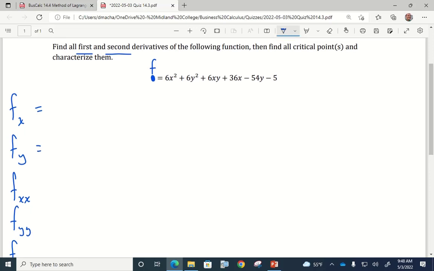So the derivative with respect to x gives me 12x plus 6y from that term plus 36. And everything else goes away because we're pretending that y is a constant. Then the derivative with respect to y is going to be 12y plus 6x minus 54. Everything else goes away because we pretend that x is a constant.